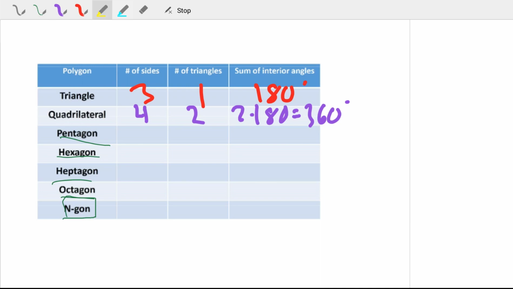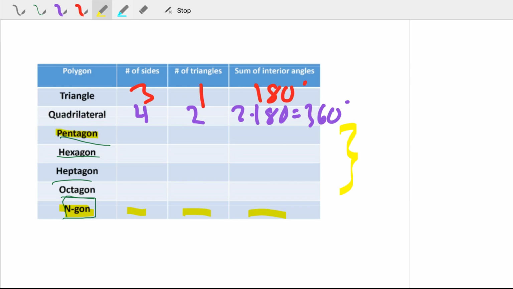This is the goal at the end. Let's say I don't tell you how many sides, I just tell you n-gon, can you tell me what the sum of interior angles is? So that right there, this is the end goal. The rest of the work is here to help you, to guide you. So actually try it out.